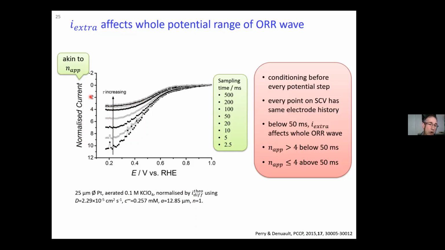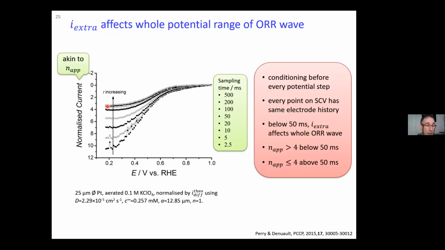So since we're normalizing by setting n equals 1, that means 1 electron, this scale is akin to the n apparent. So getting an apparent number of electrons of between 2 and 4 on a microdisc electrode is totally normal. You never get 2 or 4, it's always in between, and this corresponds to the rapid diffusion of hydrogen peroxide. So the apparent number of electrons is never 2 or 4, it's somewhere in between, and it depends on the radius of the microdisc electrode.